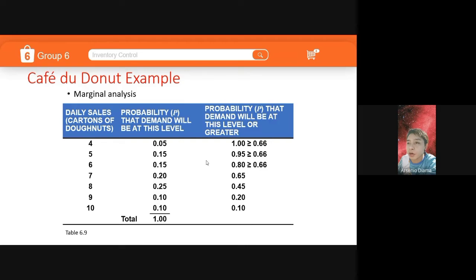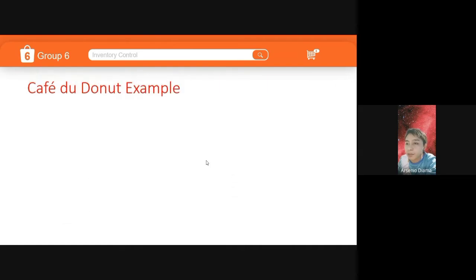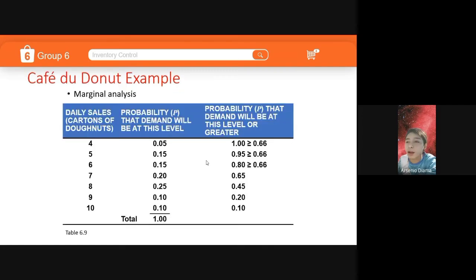0.95 minus 0.15, the probability of 5 cartons of donuts. The answer is 0.80. We put the answer below. Then 0.80 minus 0.15, the probability of 6 cartons. The answer below is 0.80. In this example, we stop at 0.80 since that is where the optimal decision rule is still satisfied, so we stop there and proceed to step 3.